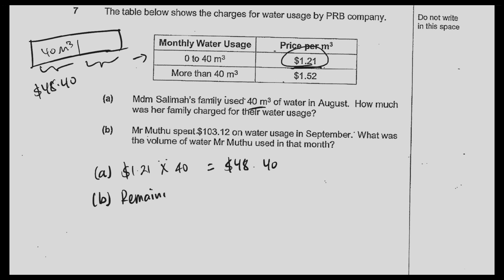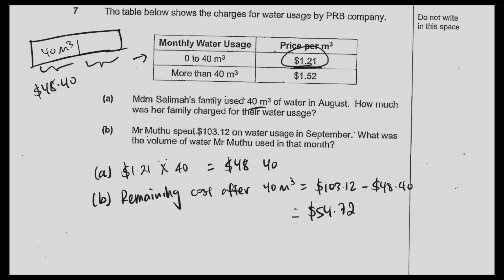Remaining costs after 40 cubic meters, right? Which is just 103.12 minus 48.40. And we'll get 54.72. So this part is 54.72.